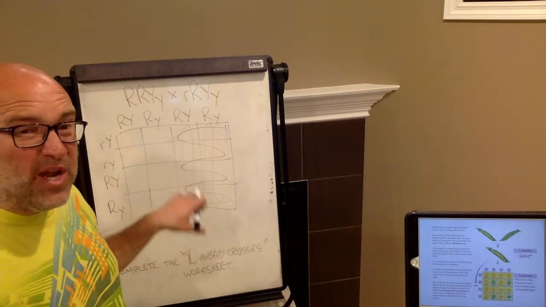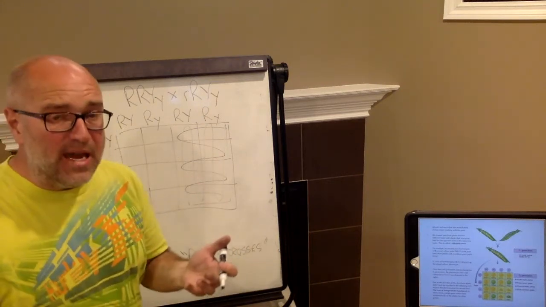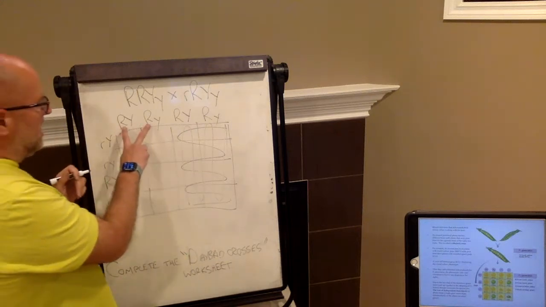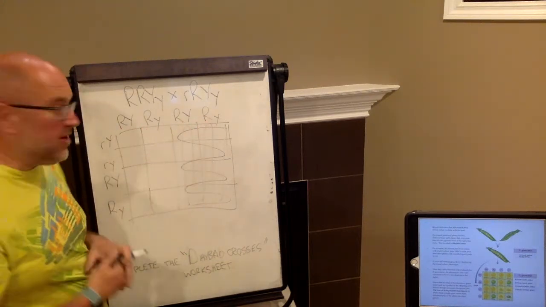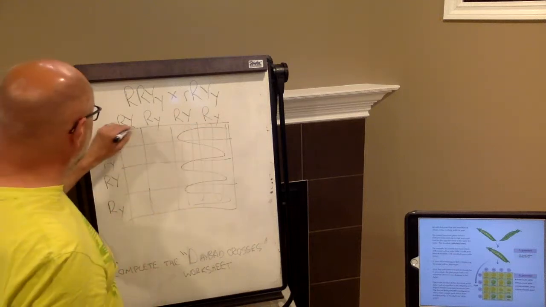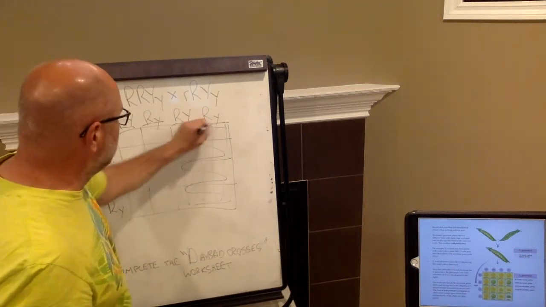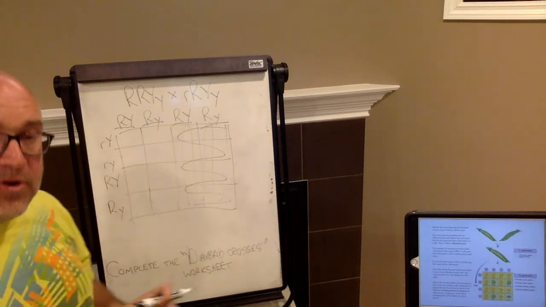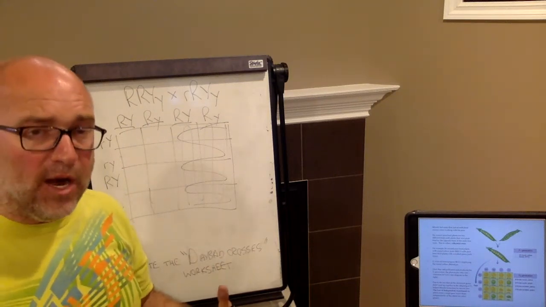But in this case, the ratio is technically out of 8, not out of 16, because this combination of alleles is the same combination of alleles here. Whatever I write down in these two columns is going to be identical to these two columns because that's equal to that and that's equal to that. So in some cases, you don't have to write down all 16 of your squares.